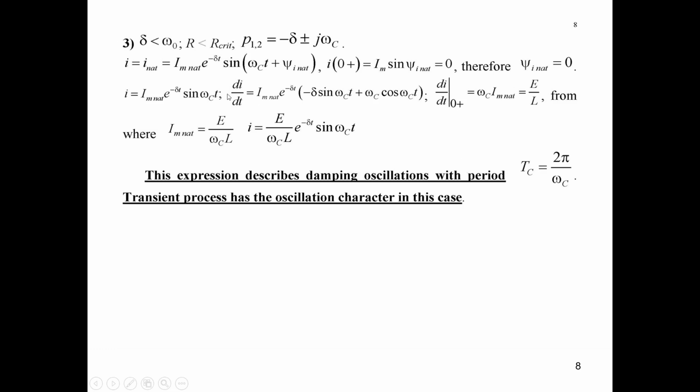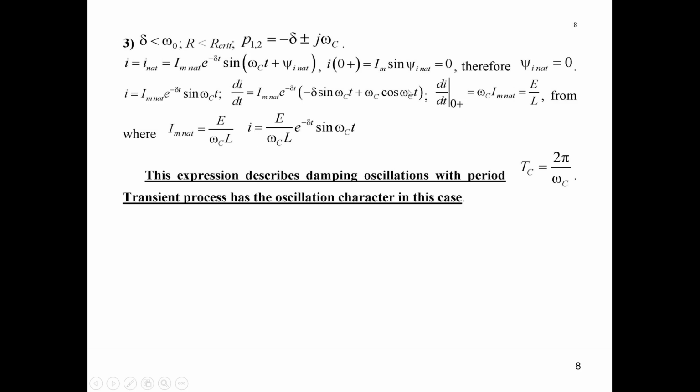And we should equate this di by dt to the level of E over L at the moment t equal to 0. You see, at the moment t equal to 0, this item will vanish as sine of 0 equals 0 and cosine of 0 equals 1. So we will have here I maximum natural multiplied by this omega c, and e to the power 0, the exponential function, will be a unit. So just the product of these two coefficients. And from here we can write down that I m natural equals E over L omega c.